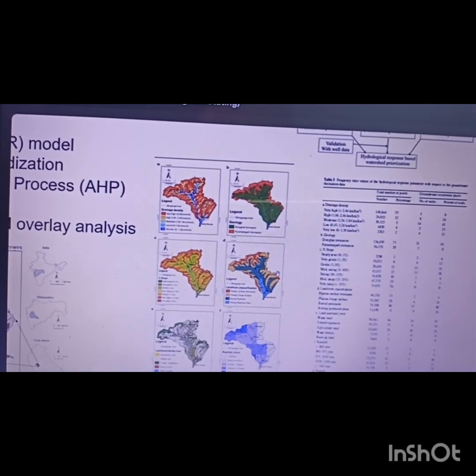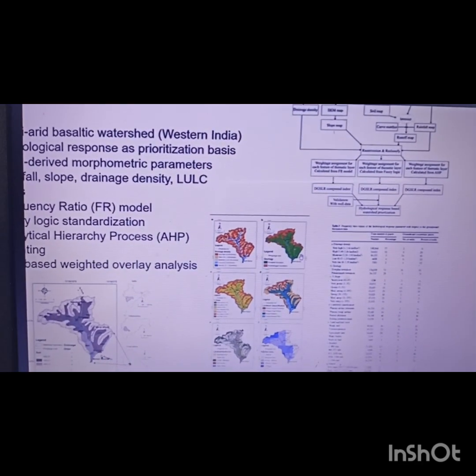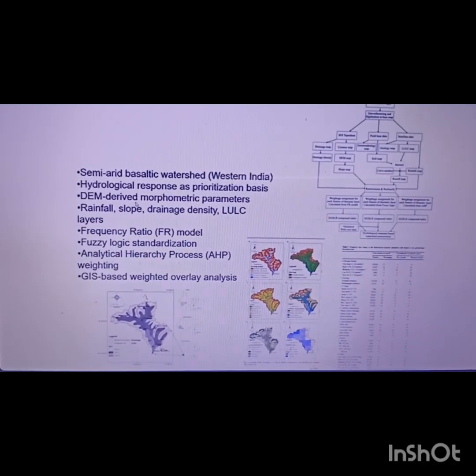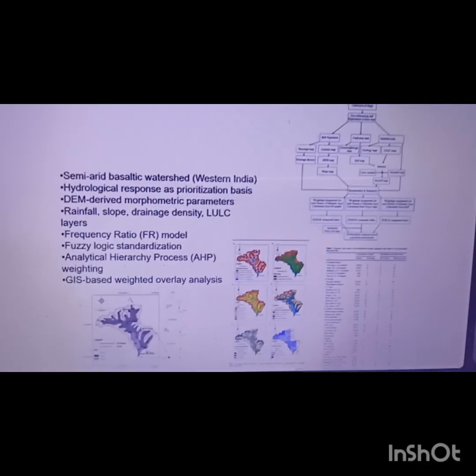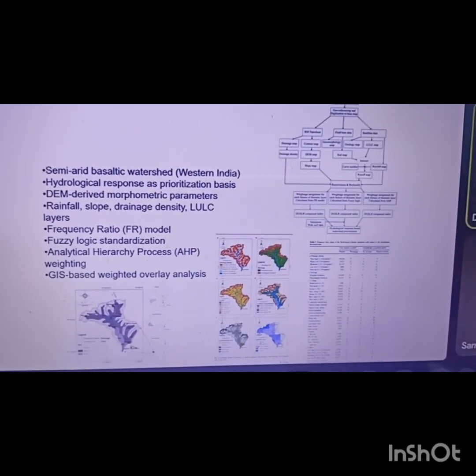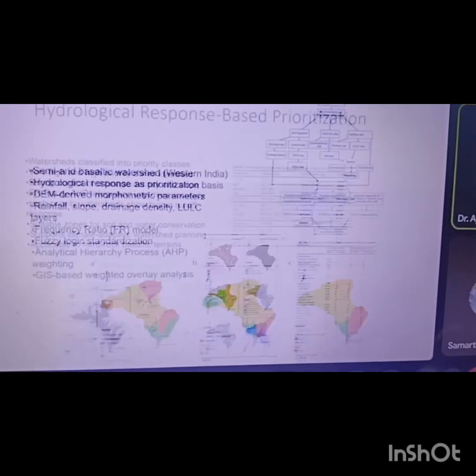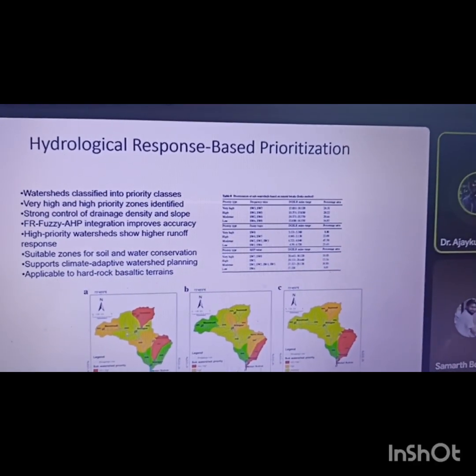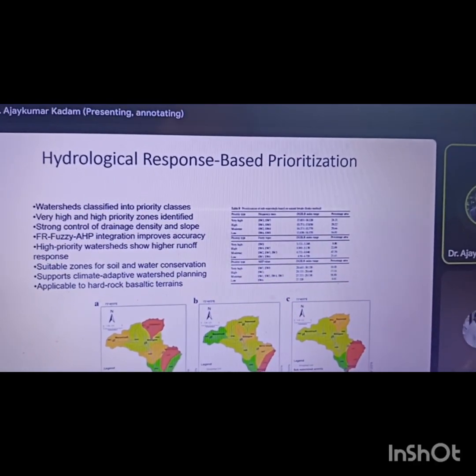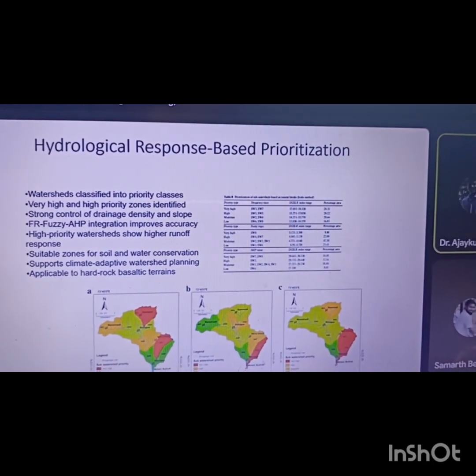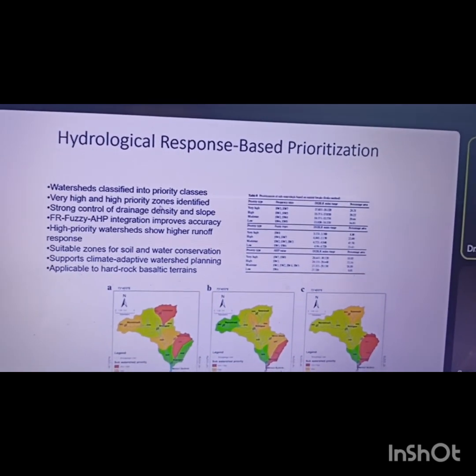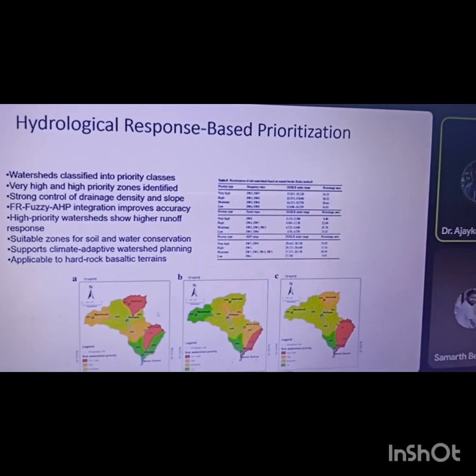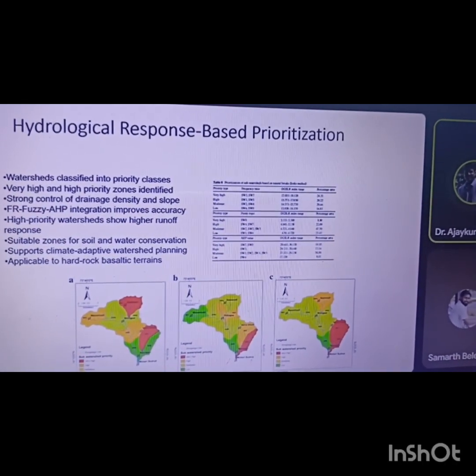So all these layers we integrate in the GIS environment using the frequency ratio, fuzzy logic standardization, and analytical hierarchy process to develop a new index, DGSLR, and generate a hydrological response unit for our study area. This hydrological response unit, which we developed for our area, is already published in a paper having a more than 5 impact factor. It is classified into various zones, as I said, the GIS is used in watershed prioritization.